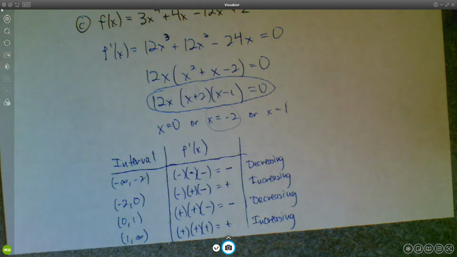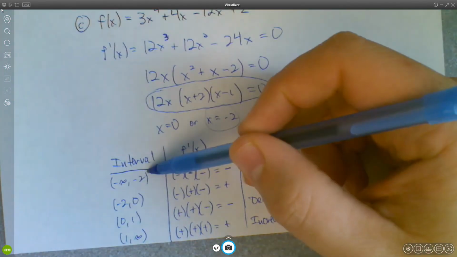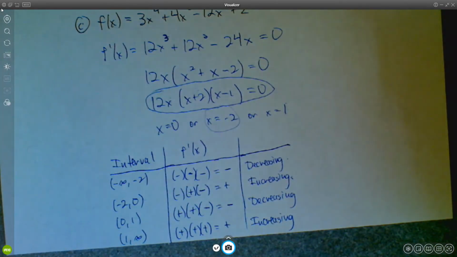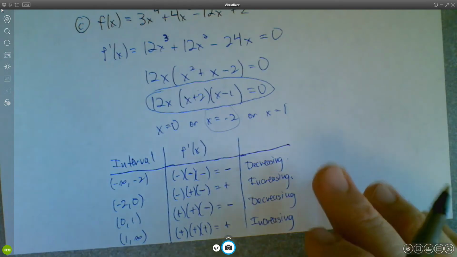Okay, so I'm not going to bother rewriting my answer. This is my answer, right? We're decreasing from negative infinity to negative 2. We're increasing from negative 2 to 0, and so forth. So there's my answer to that particular problem set. Okay.